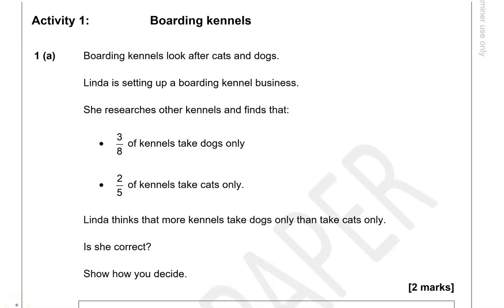Boarding kennels. Boarding kennels look after cats and dogs. Linda is setting up a boarding kennel business. She researches other kennels and finds that 3/8 of kennels take dogs only, 2/5 of kennels take cats only. Linda thinks that more kennels take dogs only than take cats only. Is she correct? Show how you decide.